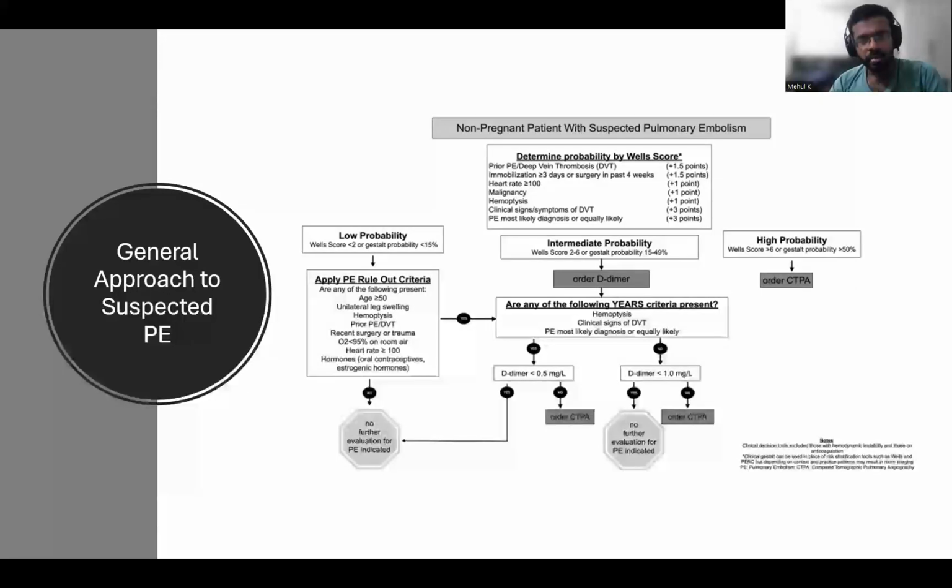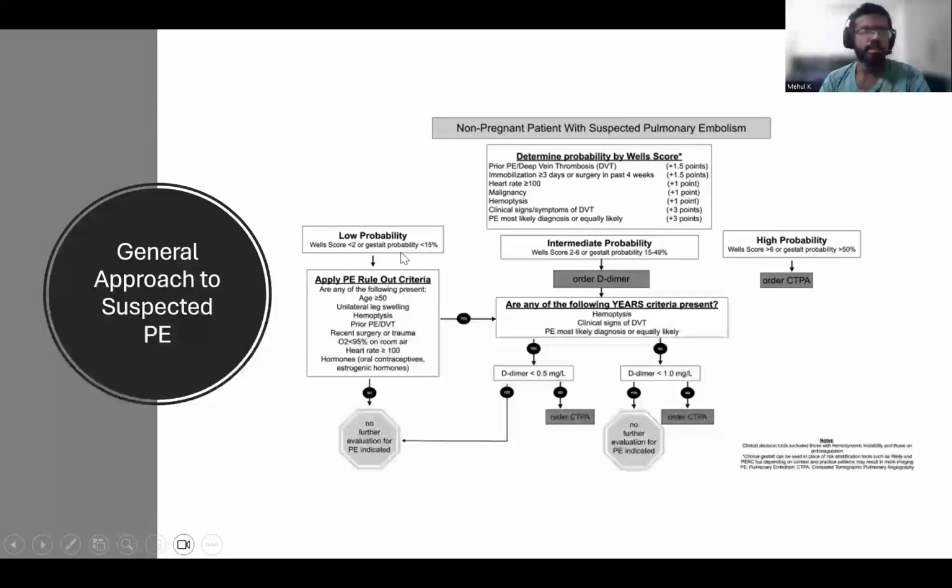If you are doing the PERC criteria right away without doing the Wells score, it will reduce the risk to only around 7 to 8%. Whereas if you combine both, the risk reduces to something like less than 2%, which is the goal when you're trying to rule out pulmonary embolism. So always combine these two: low probability, PERC criteria, PERC negative, ruled out. You do not do D-dimer in low probability.